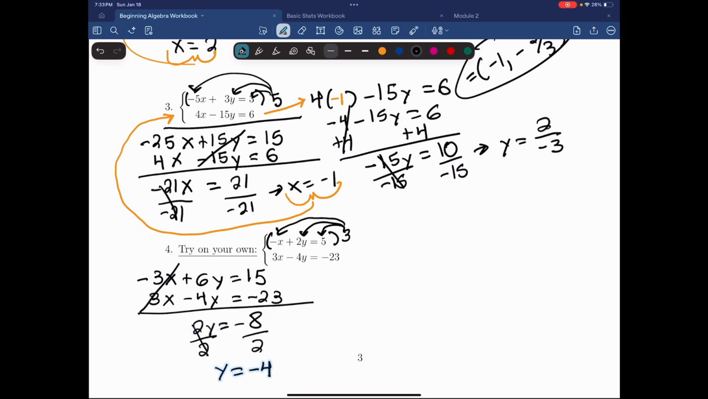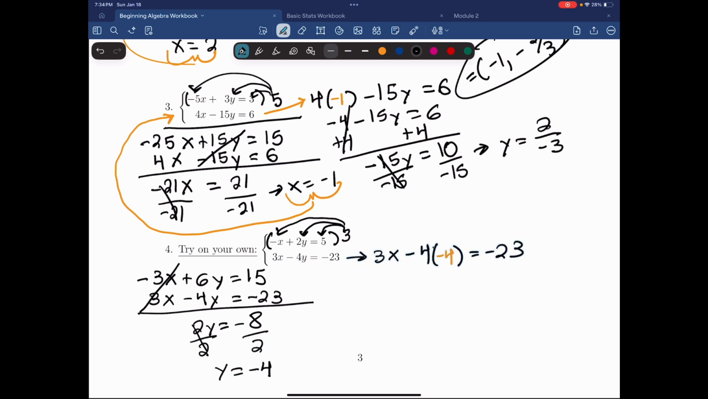And now let's plug in y to find the value of x. So I'm going to plug in y to the bottom equation. So we're going to get 3x minus 4y. So 3x minus 4, and y is negative 4. So I'm going to multiply this by negative 4. We're going to set that equal to negative 23.